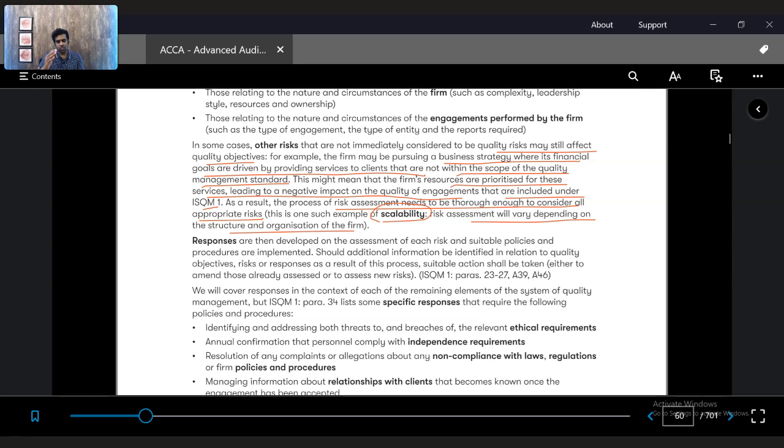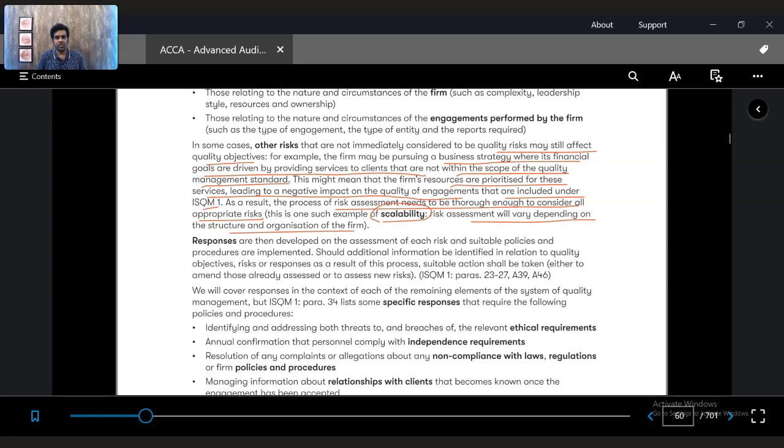When a firm grows, when they have more revenues and more clients to deal with, the risk to quality will increase because they will have fewer resources and more clients. They will have fewer technological skills because they are not ready, but they have 100 clients to cater to. The quality could be compromised.